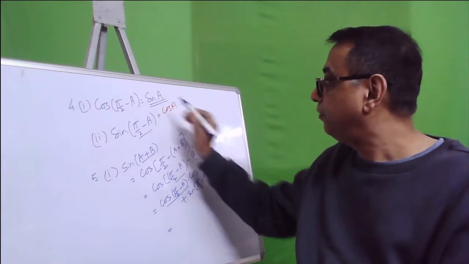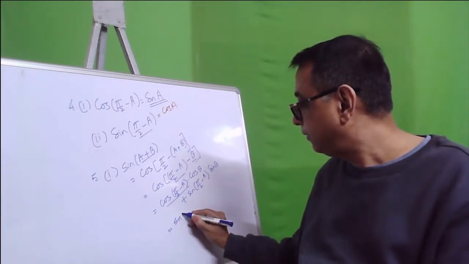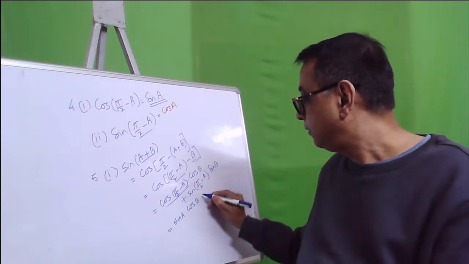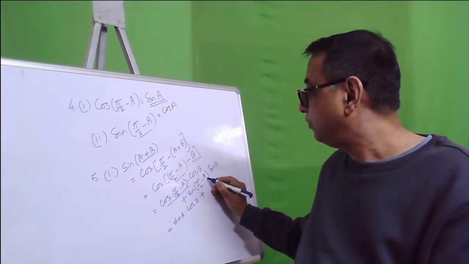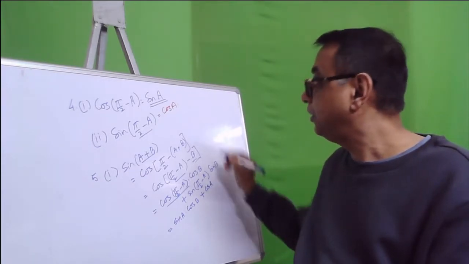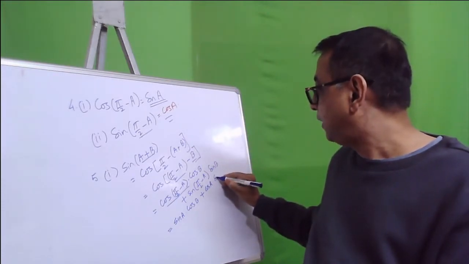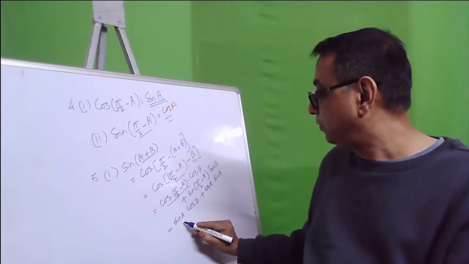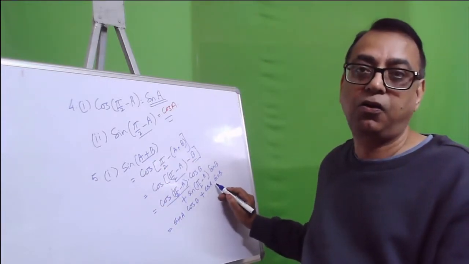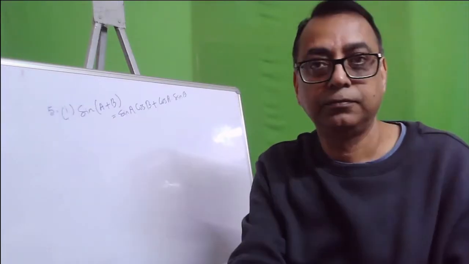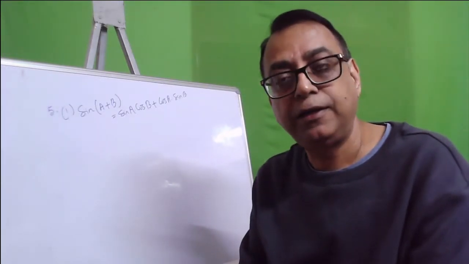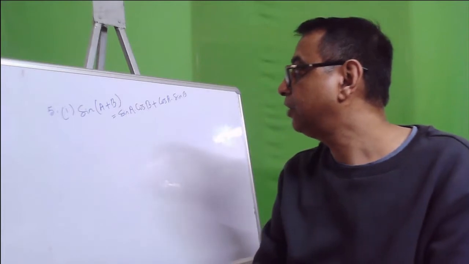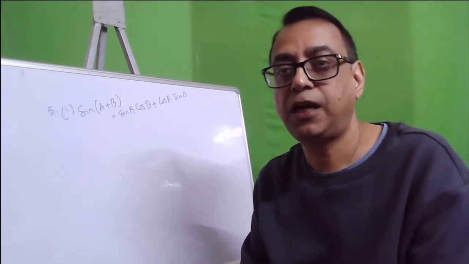now cos(π/2 − A), we have found out earlier, is sin A, this is cos B, plus sin(π/2 − A) is cos A, which we have found from here, and sin B. So sin(A+B) is equal to sin A cos B plus cos A sin B. Now identity number 5 part 1 is sin(A+B) equals sin A cos B plus cos A sin B.